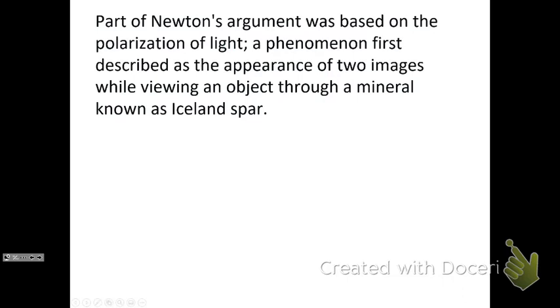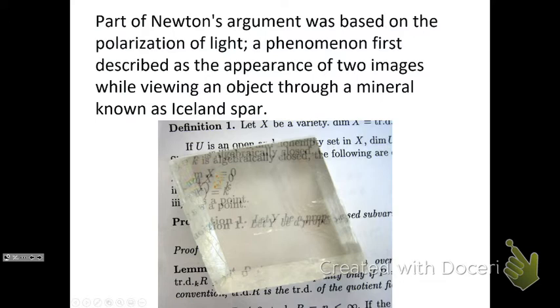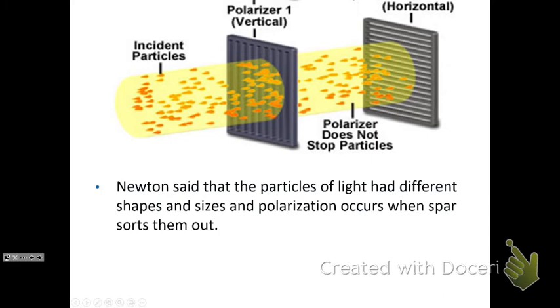Okay, so part of Newton's argument was based on the polarization of light. This is described as the appearance of two images while viewing an object through a mineral known as Iceland spar. So it kind of diffracts it a little bit, right? Just like how it duplicated, he was interested in that. He's like, wow, what is going on here? And so Newton said that the particles of light had different shapes and sizes, and polarization occurs when the spar, like that glass block he was looking through, sorts them out, okay?